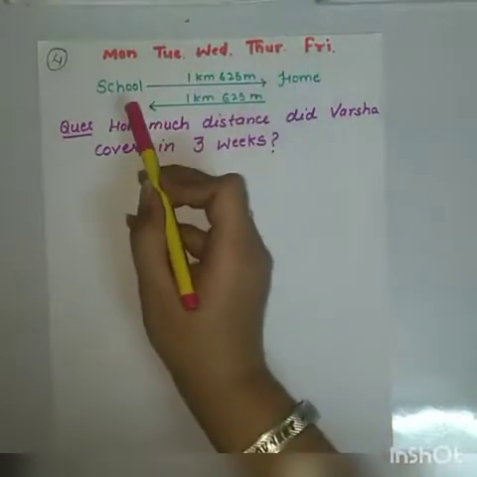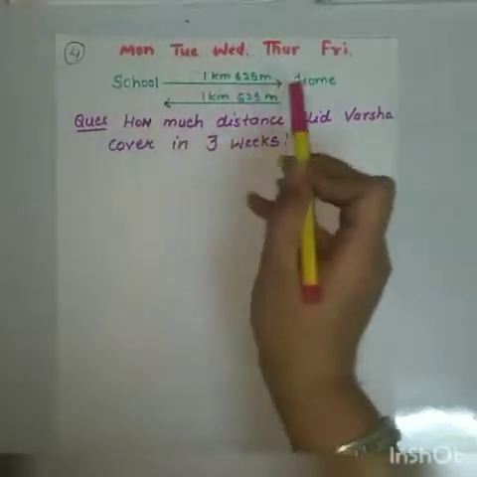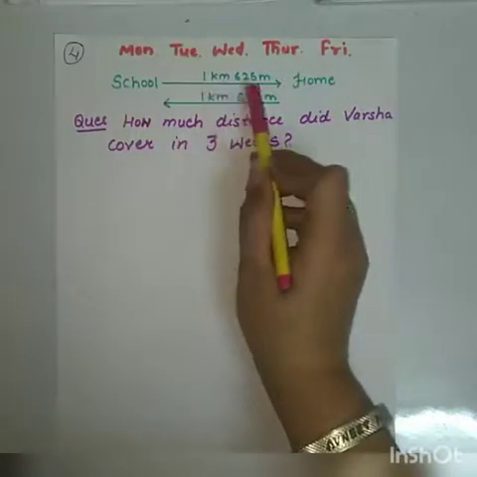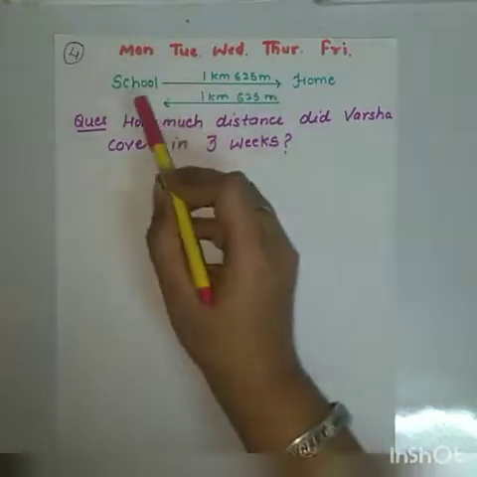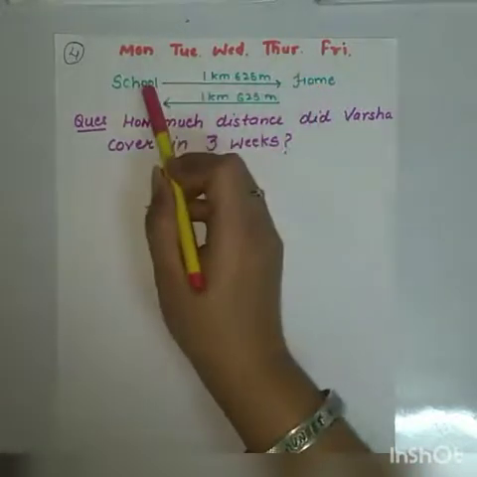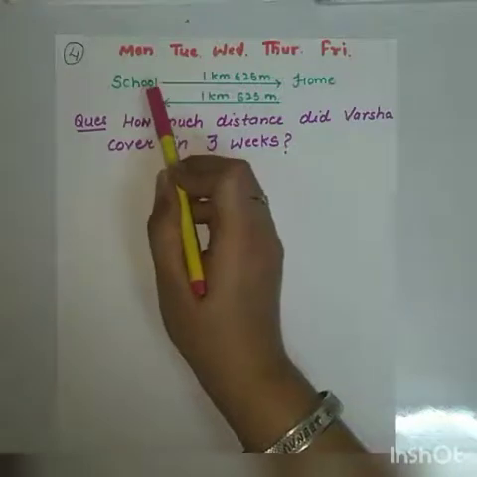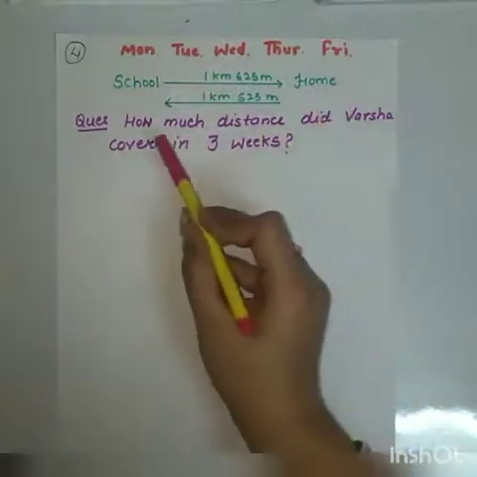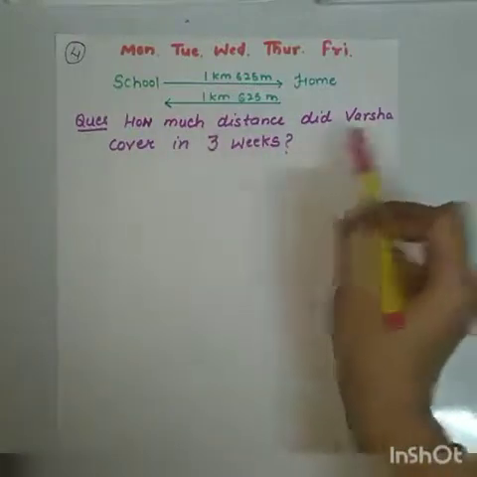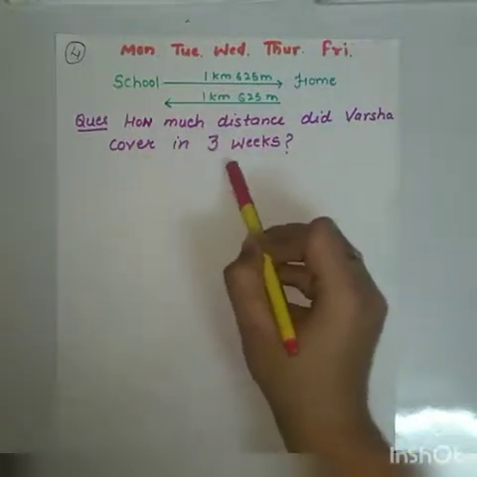Fourth question. Varsha has to go to school every week from Monday to Friday. The distance between the home and the school is 1 kilometer and 625 meter. Every day she walked from home to school and then back from school to home. The question is, how much distance did Varsha cover in 3 weeks?